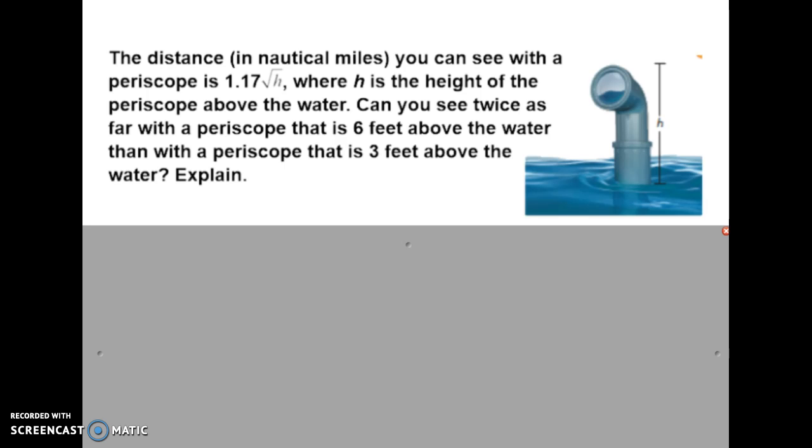Okay. So story problems, this is the real stuff. The distance in nautical miles you can see with a periscope is 1.17 times the square root of h. h is the height of the periscope above the water. So they have marked it here for us that this is the height. Can you see twice as far with a periscope that's 6 feet above water than one that's 3 feet? So if this whole thing is 6, can you see twice as far if it's only 3 feet? You think logically, okay, well 3 feet is half of 6 feet, so maybe you could see twice as far. Okay, well let's actually plug it in.